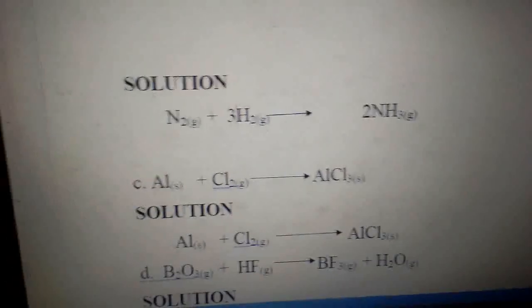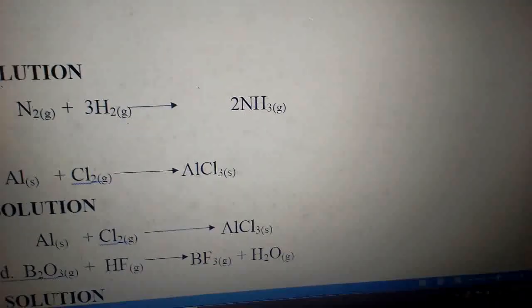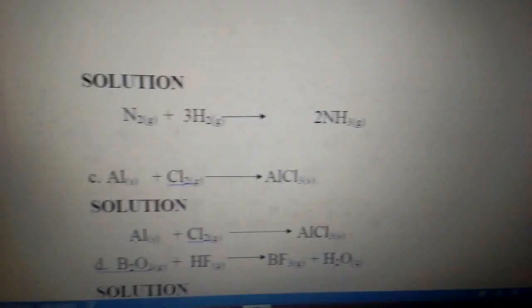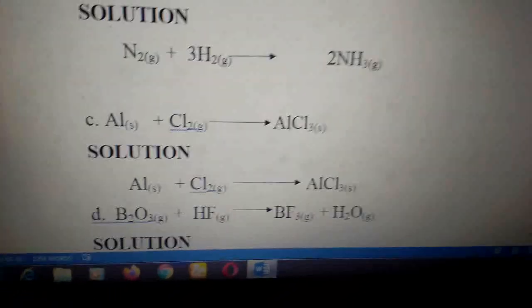So we check the balancing. Nitrogen is 2 atoms on the left hand side. The right hand side, 2 times 1 on ammonia is also 2. Left hand side, 3 times 2 for hydrogen is 6. Right hand side, 2 times 3 gives us 6. It's a balanced equation. We go to question C.